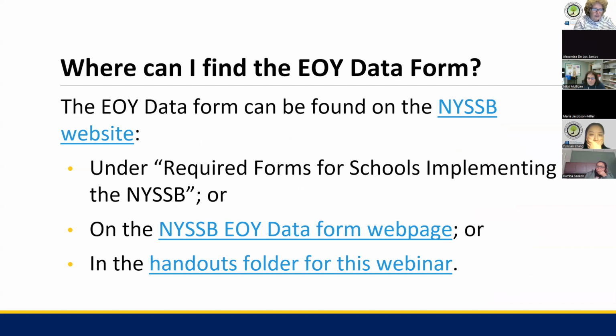You can find the seal and the new version of the seal form in several places. Number one, it's on our seal website. And remember, you're going to get a copy of these slides, so all of these links will work for you. On the website, it's under a section called Required Forms for the schools implementing the seal. But you can also find it in 2 other places. We have a web page on the site called Seal End of Year Data Form. And we also put a copy in the handouts folder for this webinar. I have removed the old versions of the form, so this will be the only one that is available.